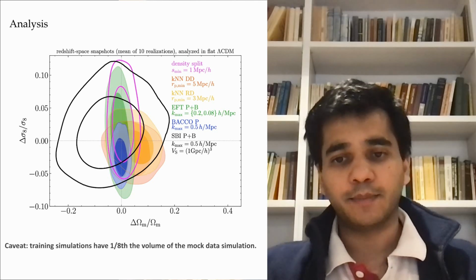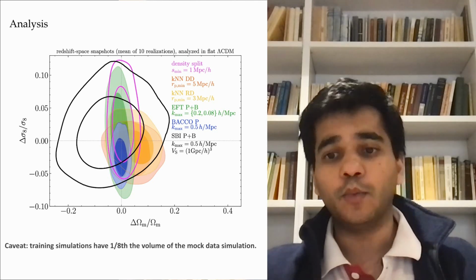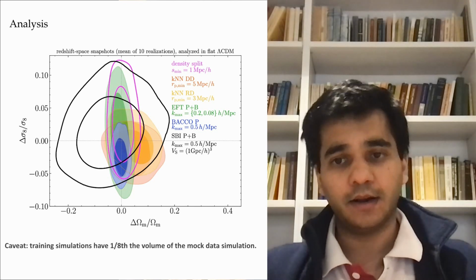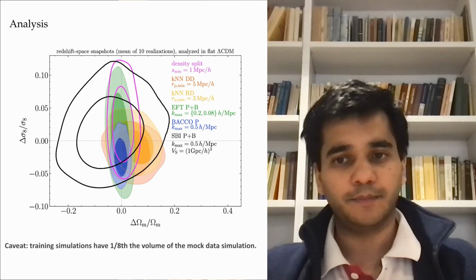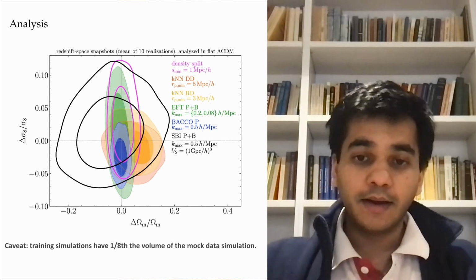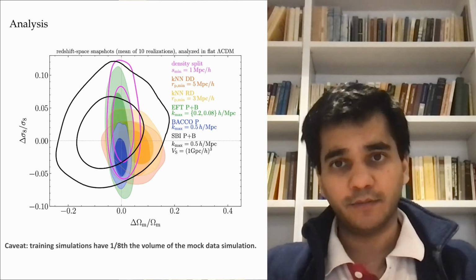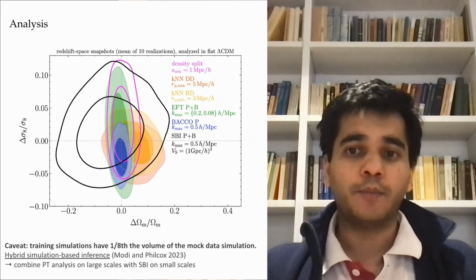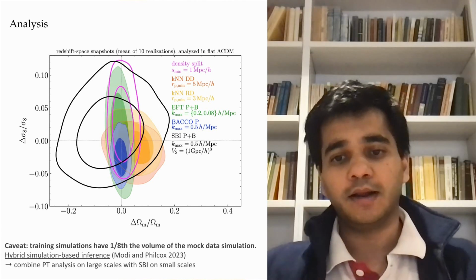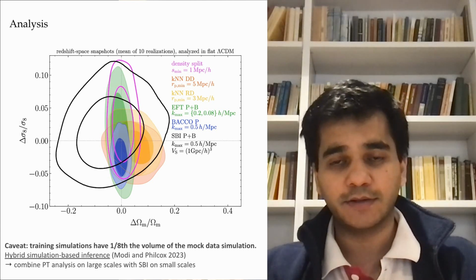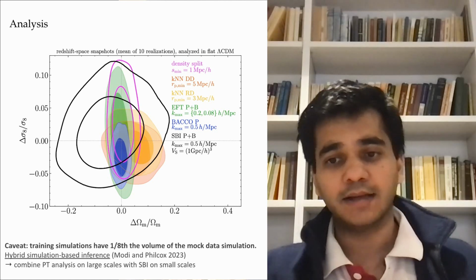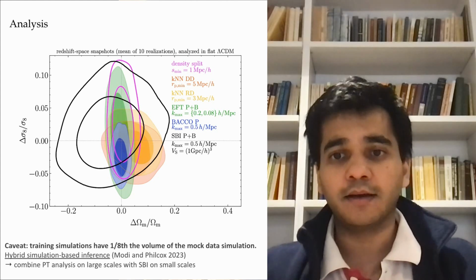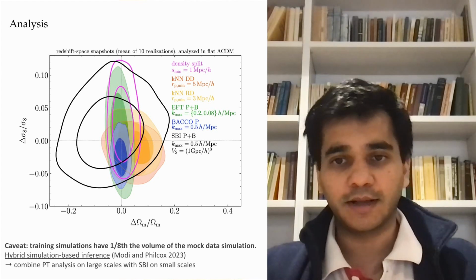Again, the caveat here is that because we have used simulations for training which have only 1/8 of the volume of the simulations which were used for generating the mock data set, our posteriors are much broader as compared to the other analyses. Now, this would be a problem for any of the future analysis that we would do on actual cosmological surveys. And to overcome computational bottlenecks like this, we've been working on developing new techniques like hybrid simulation-based inference, which would combine perturbation theory analysis on the large scales with simulation-based inference only on the small scales, so that we are not limited by the computational bottlenecks in this case.